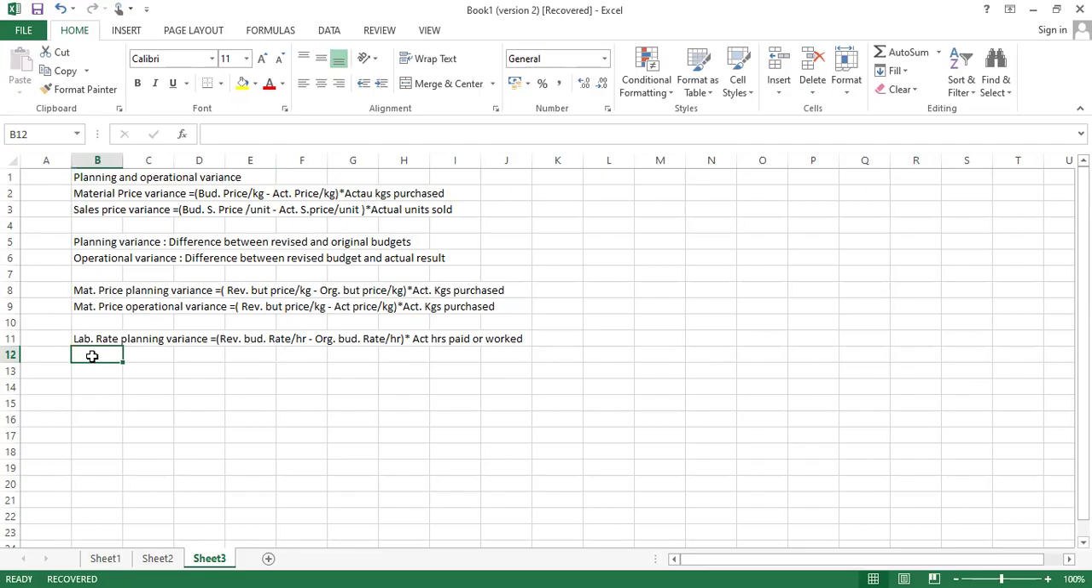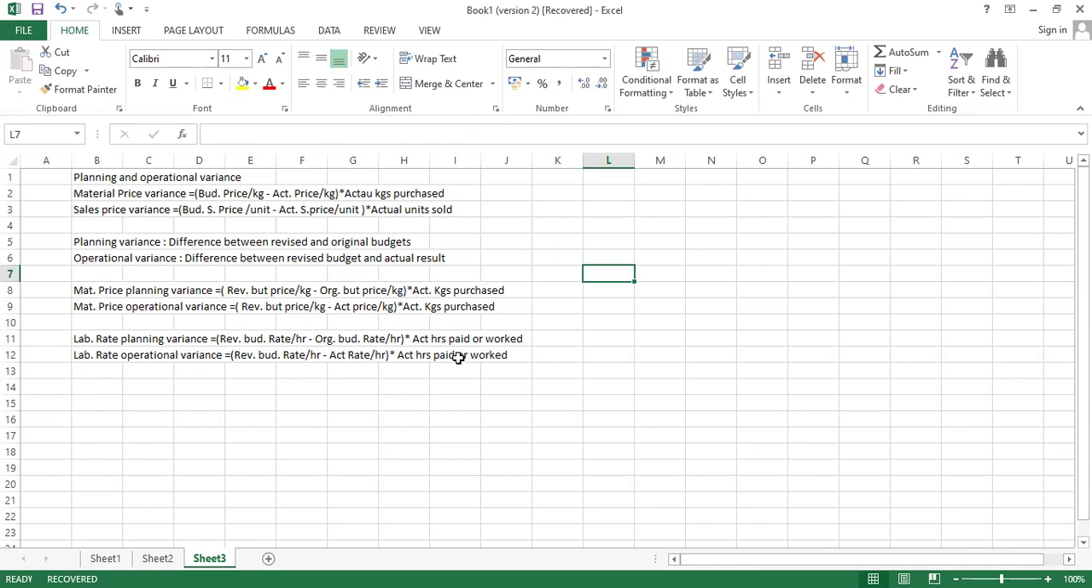Next one is labor rate operational variance. The concept is just like material price operational. Operational means after implementation of the revised budget. Revised budgeted rate per hour minus actual rate per hour, into the same actual hours paid or worked. This is called labor rate operational variance.